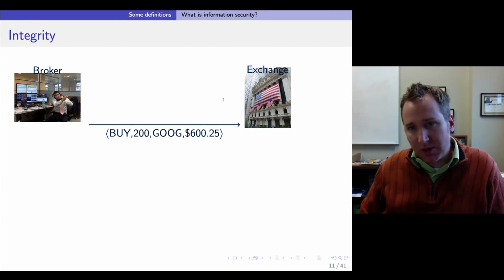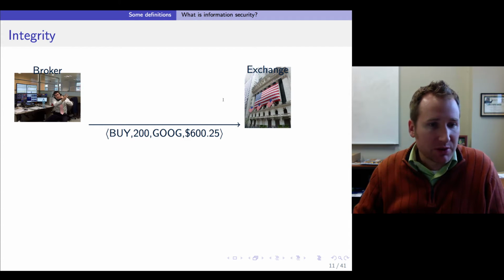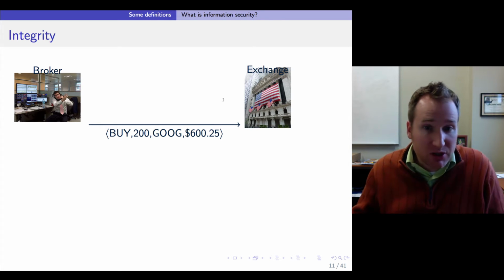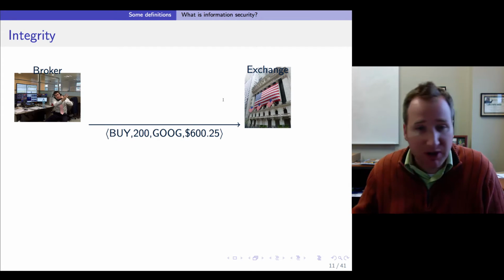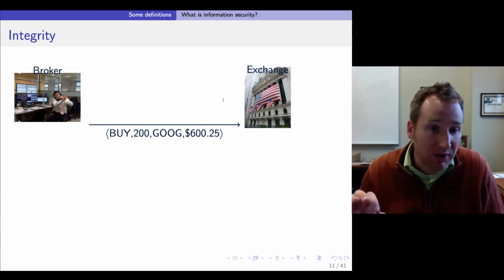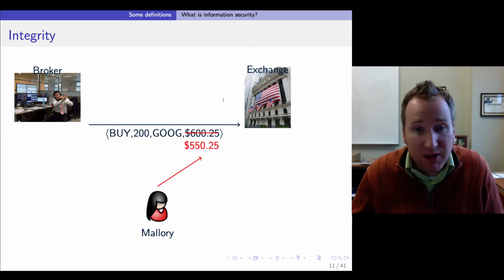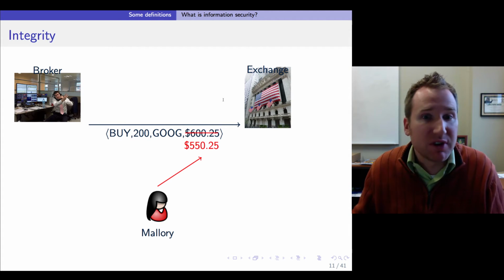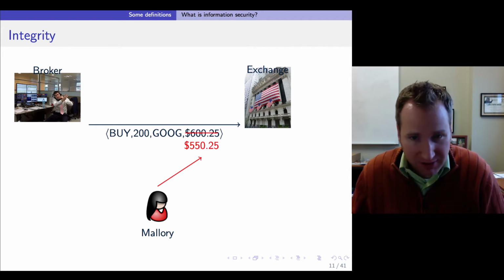Okay, so we've talked about confidentiality. What else might you like to protect? Well, you'd like to protect the integrity of communications. So the broker, in addition to wanting to make sure nobody can observe the request to buy 200 shares of Google, definitely doesn't want an attacker who can come in and manipulate the order. We have Mallory come in and buy the shares, and instead of paying $600.25, maybe only paying $550.25. So that is obviously a concern.